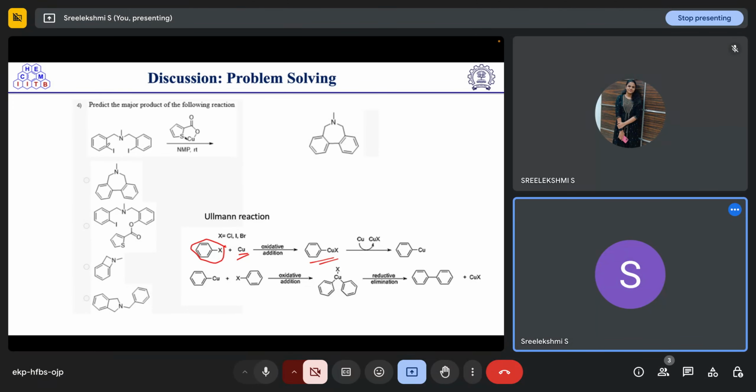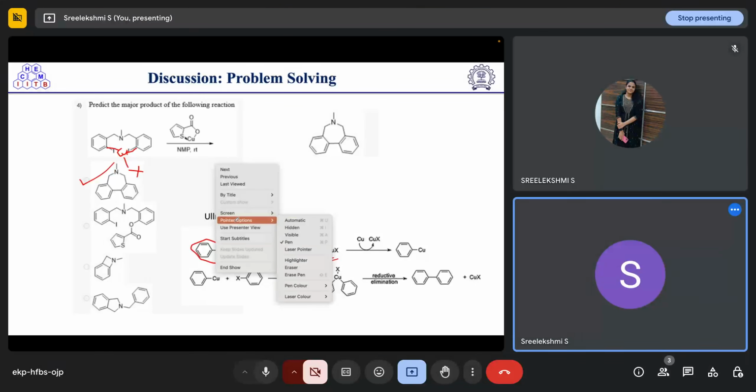So it will be like this. This will be connected with copper. This will be also connected with copper, and here iodide or X will be there. Then reductive elimination will connect these two bonds. So it will be 1, 2, 3, 4, 5, 6, 7. 7 membered ring, and option A will be the correct answer.